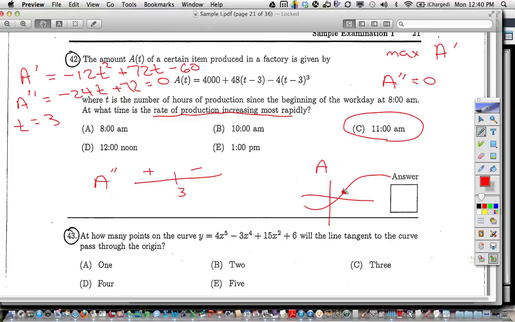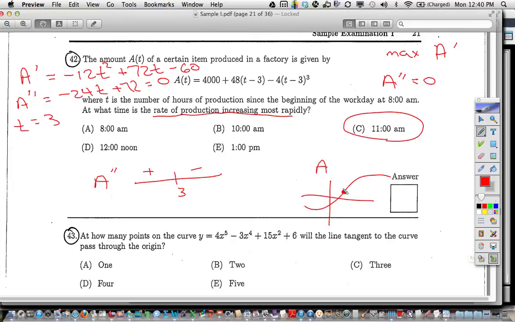If A is the number of products, up here would be the most products. But here's where the rate that we're making the products is increasing the fastest, right there. Well, where do you look? Think of the chart. Where do you look for inflection points? Which is when A double prime is 0, right? That's when A goes from concave up to concave down, which is when A double prime goes from positive to negative. Look at my number line. Isn't that what I just did? What I just did is found inflection points. I took A, did its second derivative, set it equal to 0, and I checked to see if the concavity of A was changing, which is what this tells me.